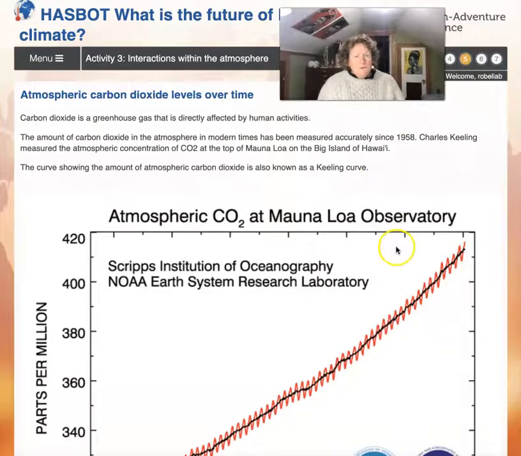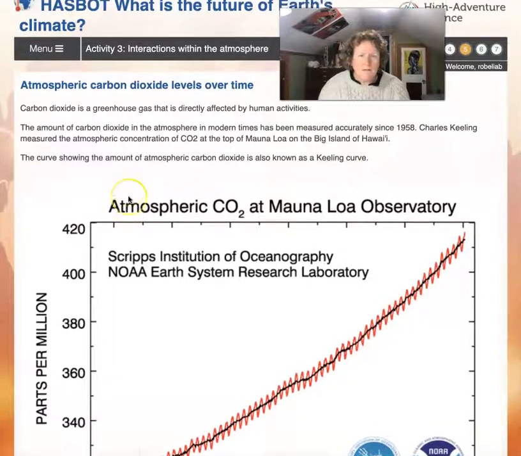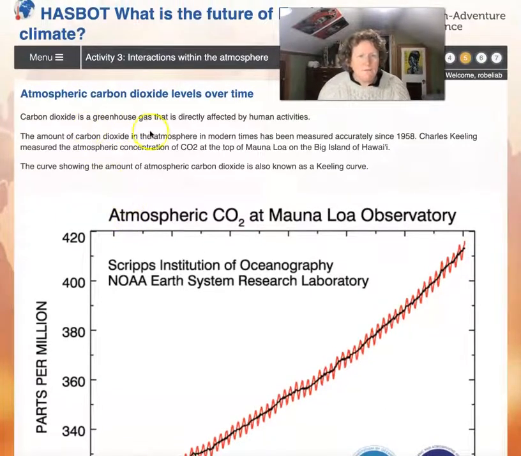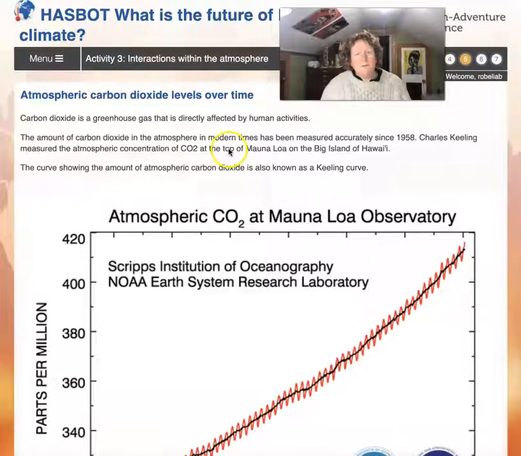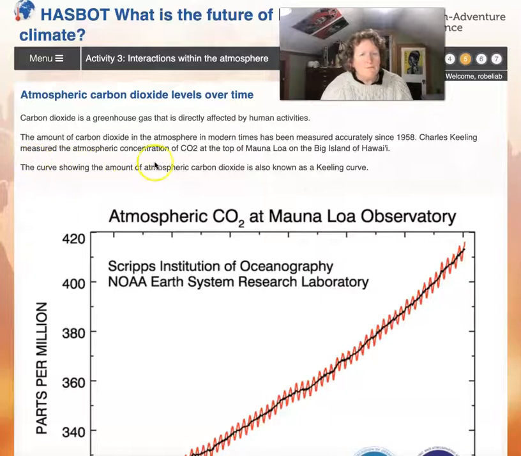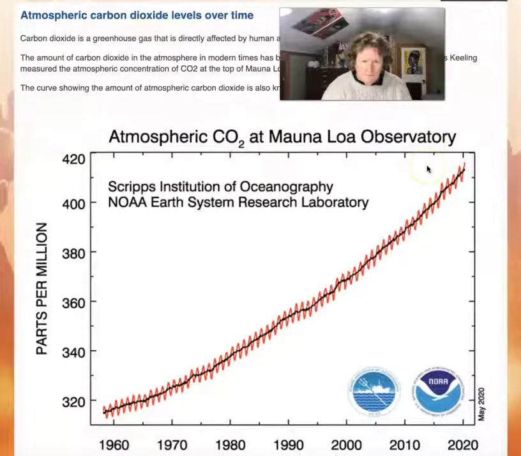So we're looking at atmospheric carbon dioxide over time. Carbon dioxide is a greenhouse gas that's directly affected by human activities. The amount of carbon dioxide in the atmosphere in modern times has been measured accurately since 1958. Charles Keeling measured the atmospheric concentration of CO2 at the top of Mauna Loa on the Big Island of Hawaii. The curve showing the amount of atmospheric carbon dioxide is also known as the Keeling curve.